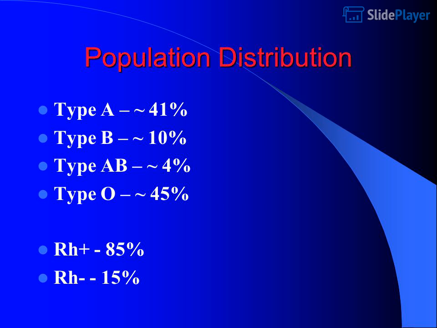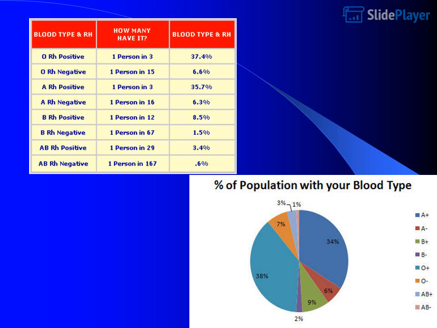Population distribution: type A 41%, type B 10%, type AB 4%, type O 45%, RH plus 85%, RH minus 15%.